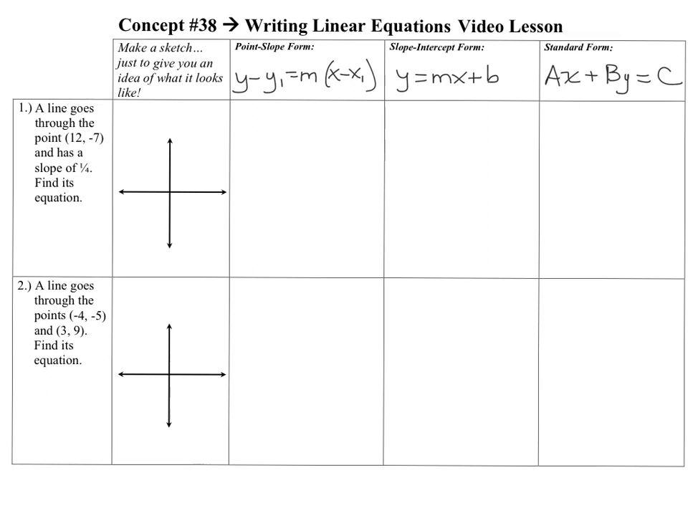Whenever you're writing an equation, I like to start off by just visualizing what my line is going to look like. So the first question says, a line goes through the point (12, -7) and has a slope of 1/4. Find its equation. I'm just going to sketch, and I don't have a scale here. Let's say this is 12, and if this is negative 12, then (12, -7) would be somewhere right about there. So I'm going to put my first dot there.